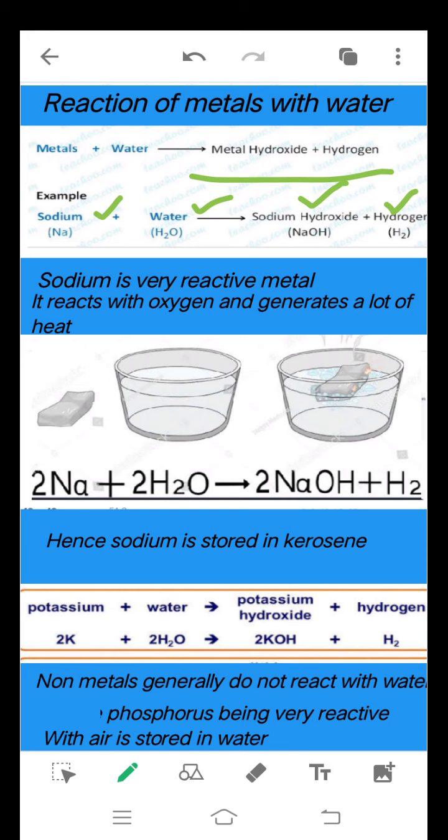Now, if we look at non-metals, for example, phosphorus. Non-metals do not react with water, but phosphorus, being very reactive with air, is stored in water because they do not react with water. So therefore, to prevent phosphorus from contact with air, it is stored in water.